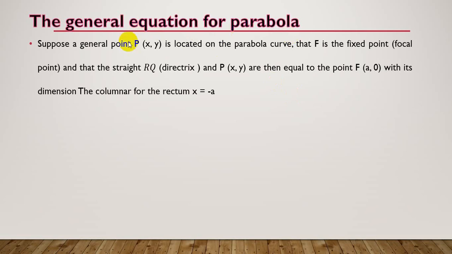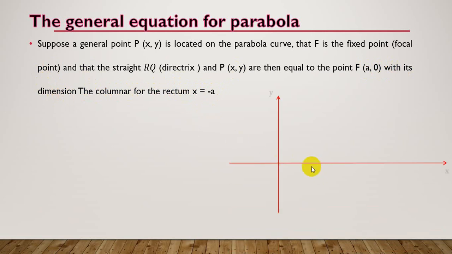General equation for the parabola. Suppose that B is located on the parabola curve, F is the focus, and RQ is the directrix. So this B equals the point FA, which is the dimension, the directrix at x equals minus a. Let's see what it means.